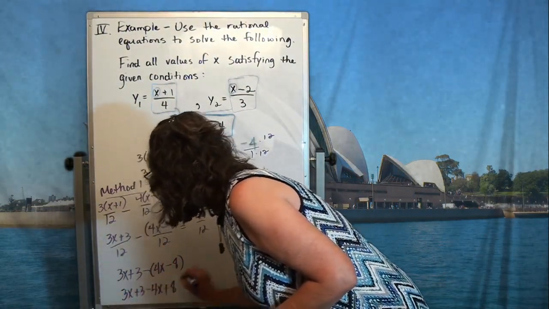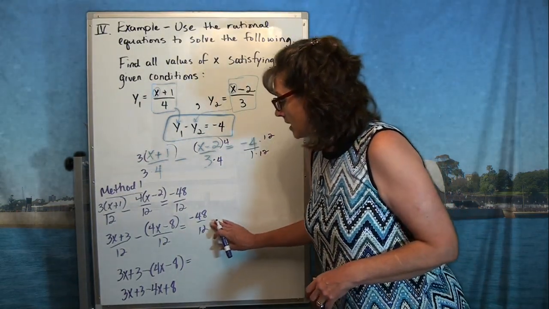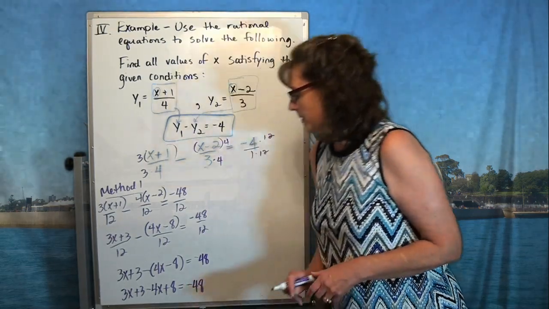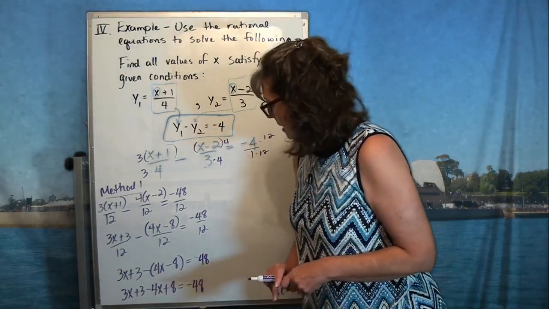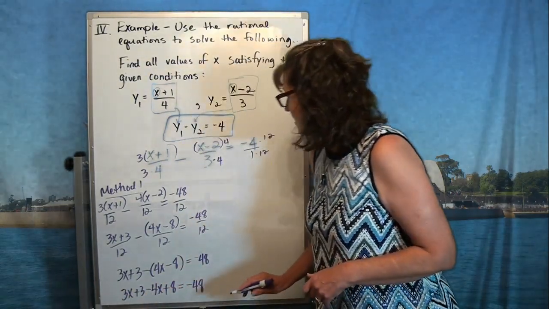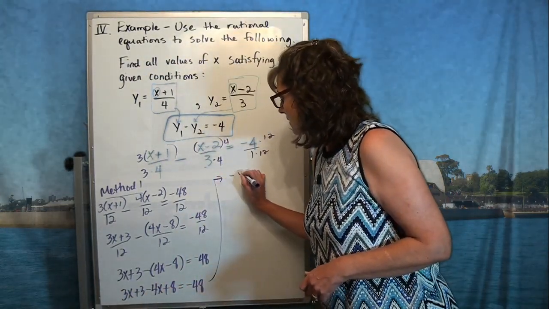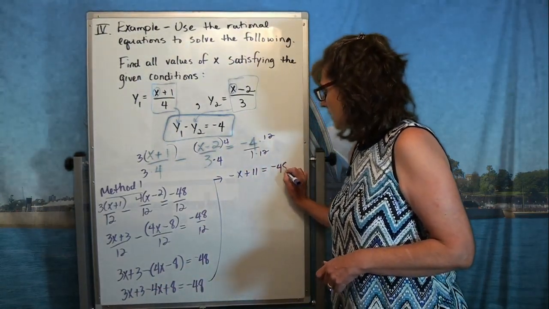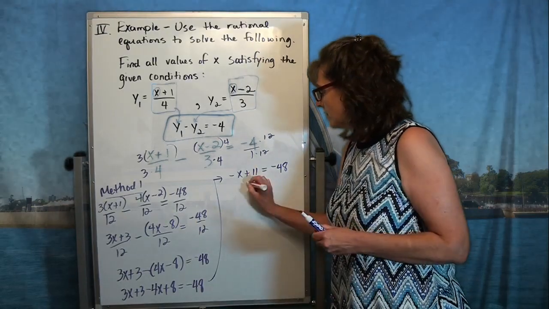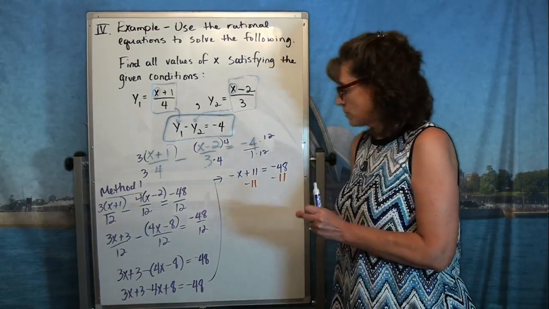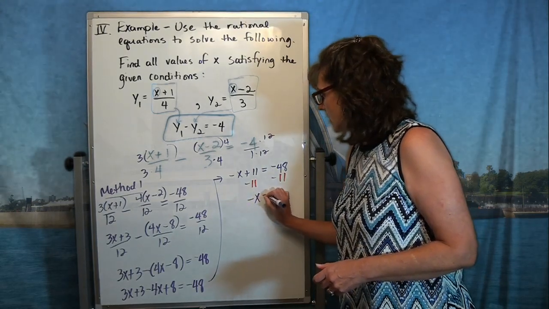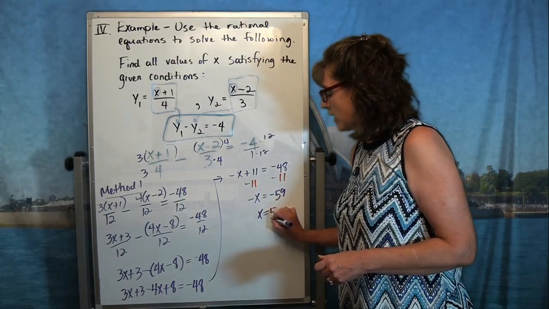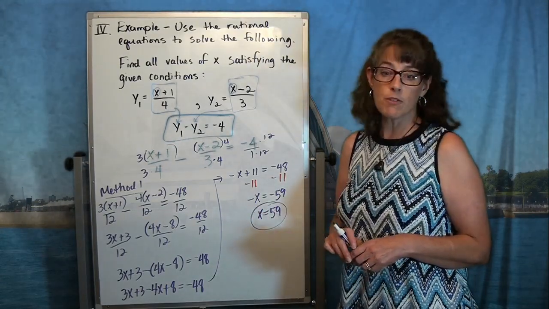So anyways, here's what I've got, equal to a negative 48, because we dropped the denominators. And now at this point, what I'm going to do is combine up my like terms. 3x minus 4x is a negative x. And then 3 plus 8 is 11. And at this point, I'm going to subtract that 11. And when I subtract that 11, I get a negative x equal to a negative 59. And when I change all those signs, because that's what dividing by a negative does, I know that my x is going to be 59.